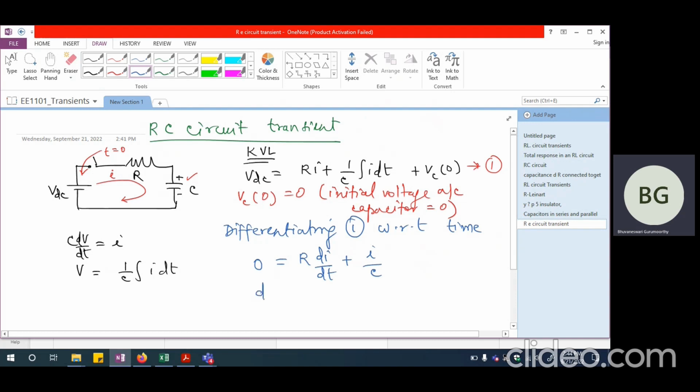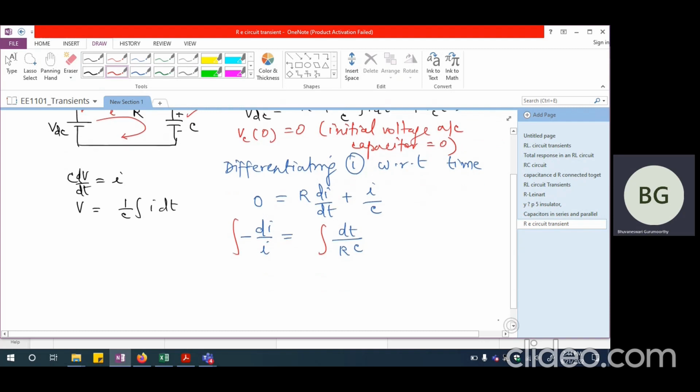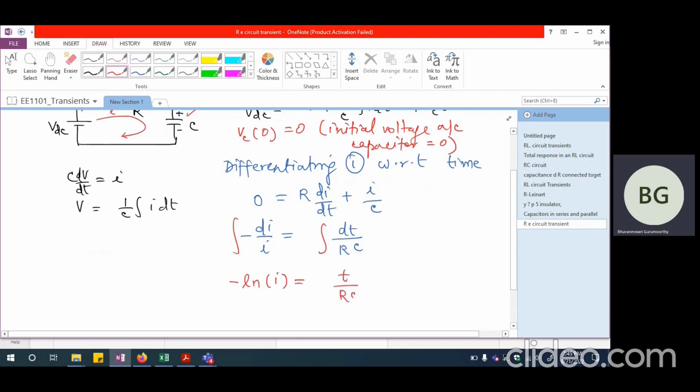I can take the minus sign on the other side, and I can say di divided by I equals minus dt divided by RC. So to solve for the current, I can integrate on both sides. When I integrate on both sides, here I'm going to get minus ln of I, that is equal to T divided by RC.